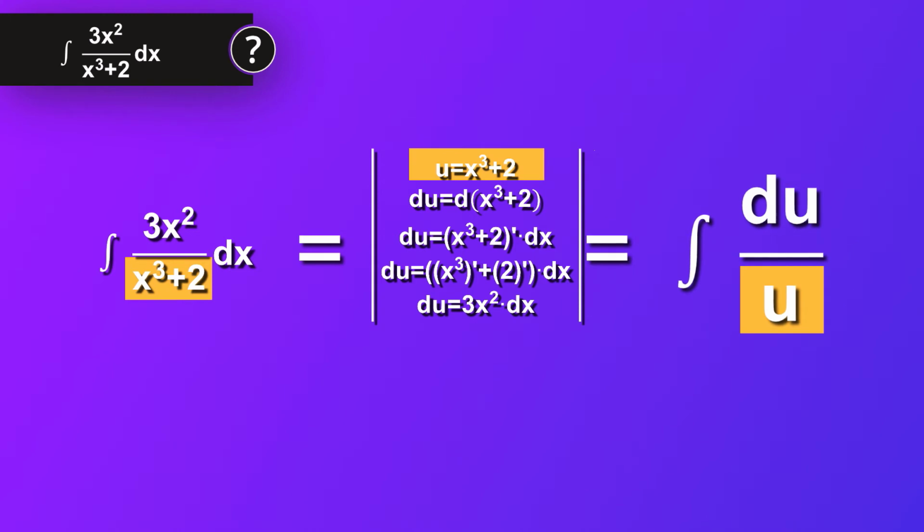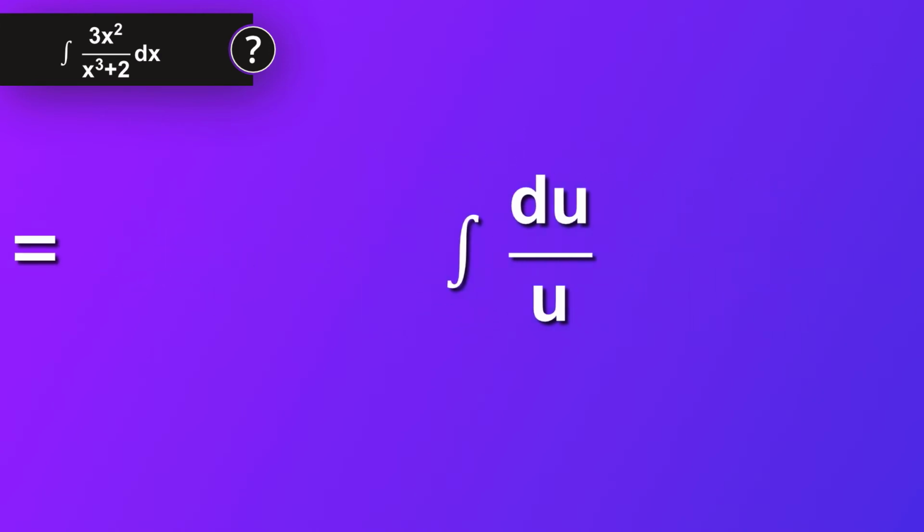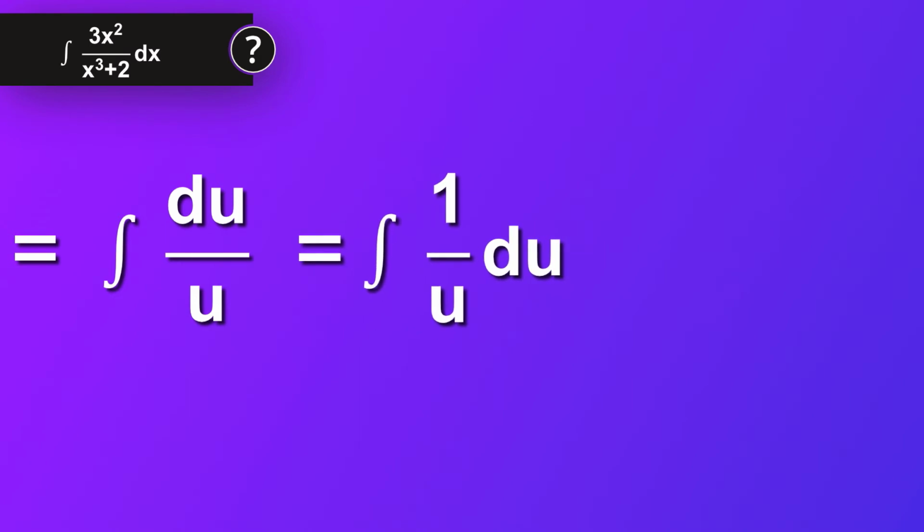We insert u instead of x cubed plus 2 in our main equation, and instead of the whole numerator multiplied by dx, we can now insert du. Thus, we have the integral of du divided by u in our main equation. We can rewrite this expression as the integral of 1 divided by u multiplied by du.